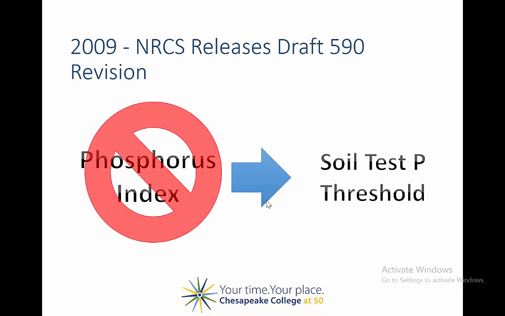And let's just use soil test P, right? Everyone's already taken their soil samples for their nutrient management plan. So let's just skip that whole phosphorus index thing, and let's just use the soil test P because it's easy, it's there, everybody's got it, no one needs training for that. That's what we're going to do, all right?